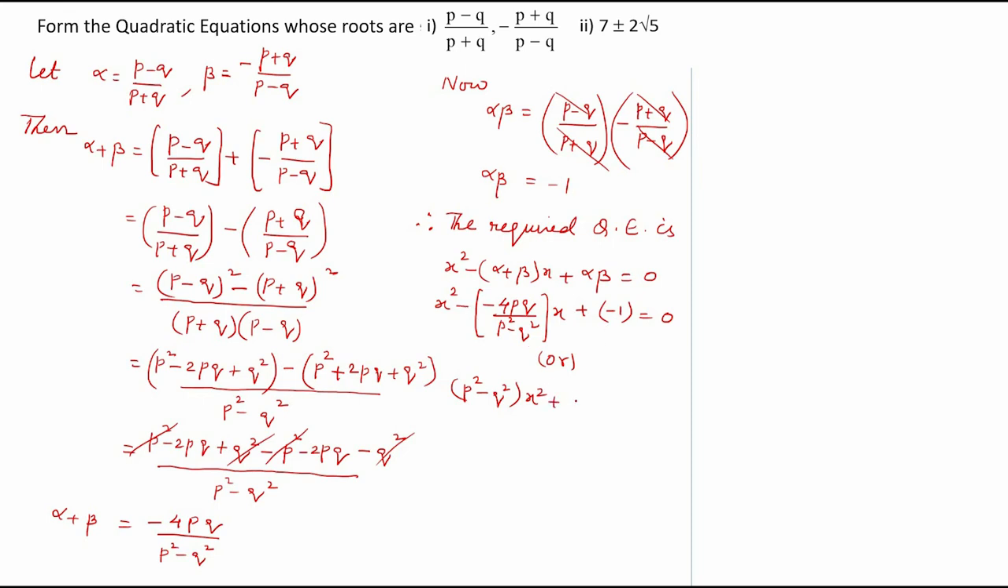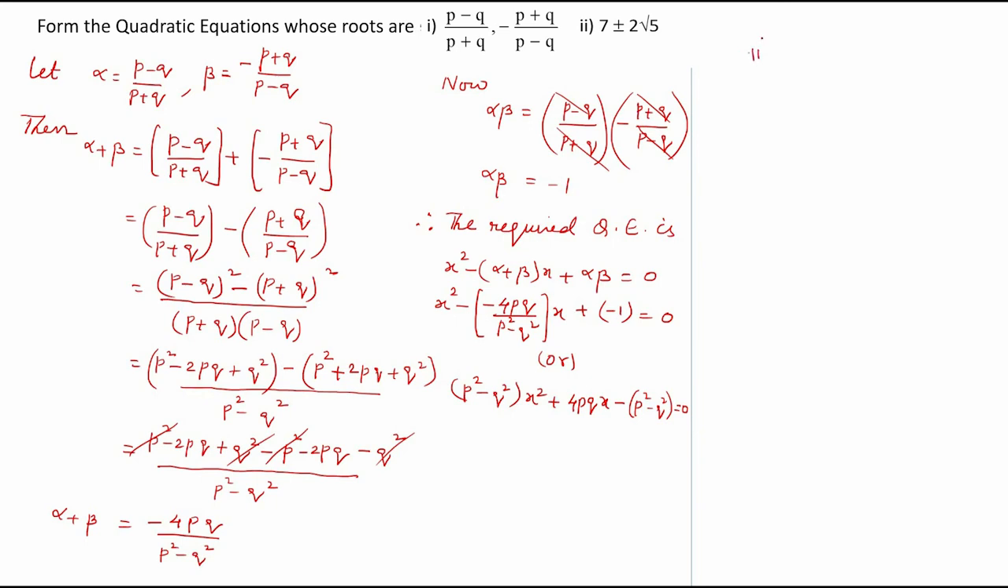Minus of minus will become plus 4pqx, then minus of 1 into p square minus q square is equals to 0 is the required equation. Same way we can solve the second bit as well.